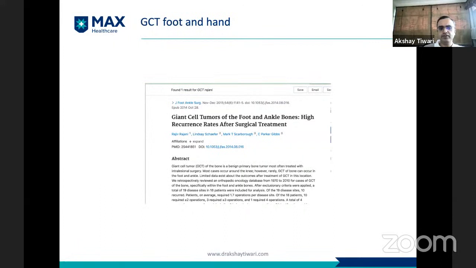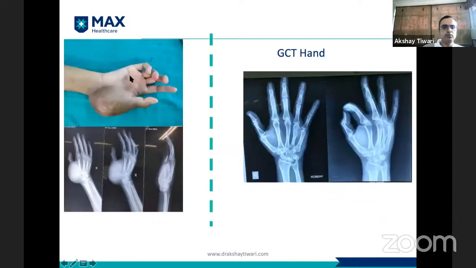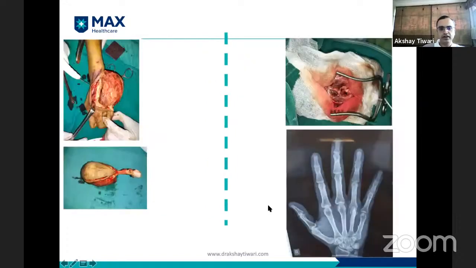Similarly, for foot and hand, we know that these locations carry much higher recurrence rates than other more common locations. And conventionally, there have been suggestions to prefer resection over curettage. But again, there is more and more work showing that it's not actually any more aggressive than the other locations, and it should be treated on its own merit when deciding between curettage and resection. A case in point is this multiply recurrent GCT of the hand where the patient, after counseling, chose to have a ray amputation, and the one on the right was a Campanacci stage 2 where the patient did well with curettage and bone grafting.